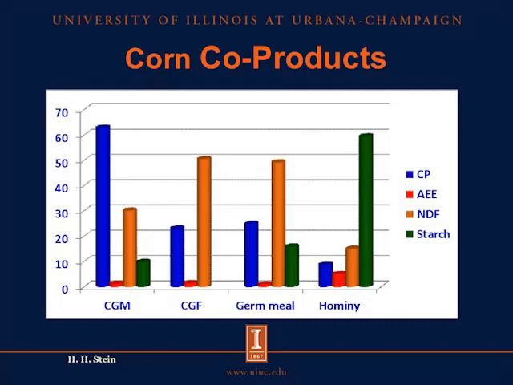Corn gluten feed has a much lower concentration of protein, a very low concentration of fat, but a very high concentration of fiber and does not contain any starch. Corn germ meal also has a relatively low concentration of protein and fat, but a high concentration of fiber and also contains a little bit of starch. And hominy feed has a low concentration of protein, contains more fat than the other ingredients, low concentration of fiber, and contains quite a bit of starch. So of all of these co-products, hominy feed is the only product that contains quite a bit of starch, whereas the other products are very low in starch.